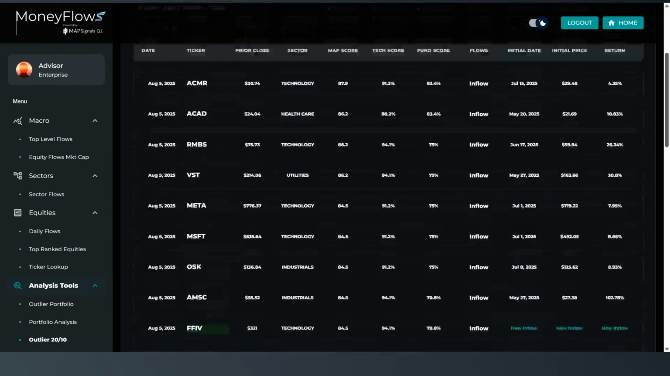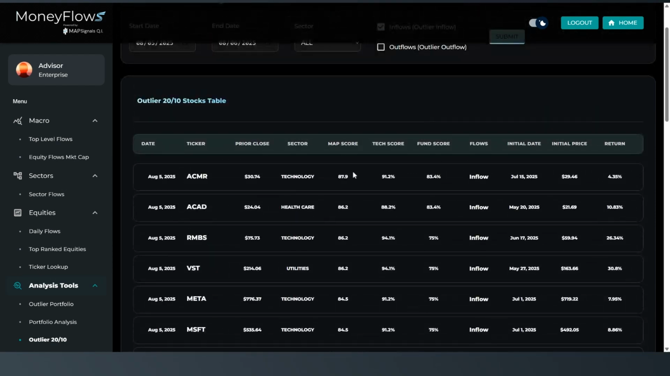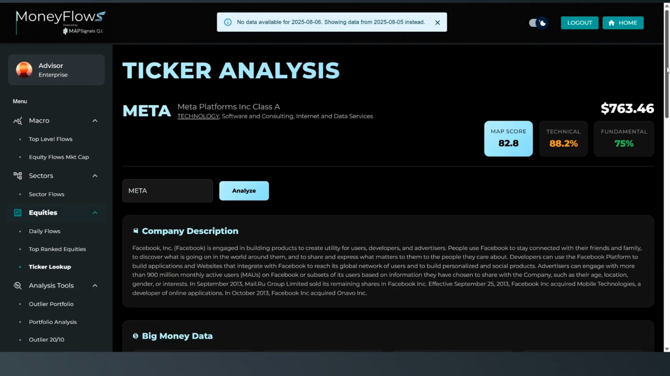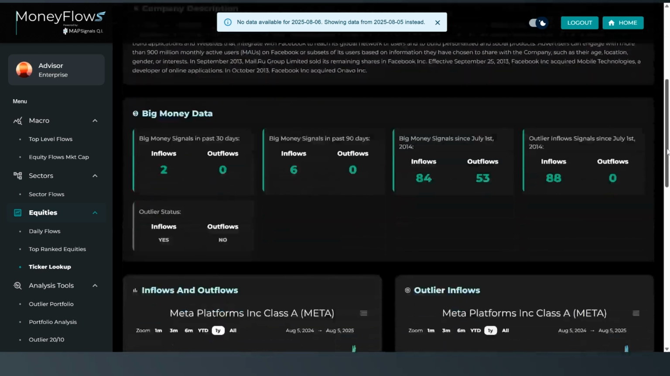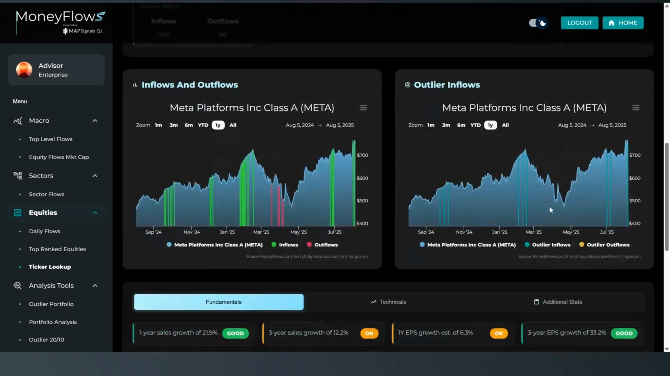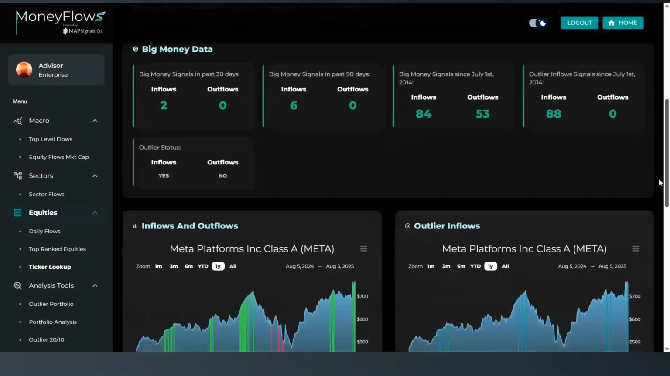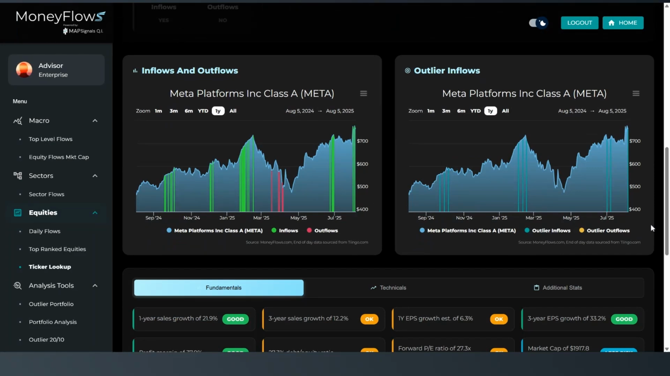So again, if you're looking at this and you want to see, okay, let's pick Meta. Populates right back over to Ticker Lookup. And here you can see the green inflows. Clearly they have been high quality. We can see the score here of 82.8. And so now you know how that report is generated.